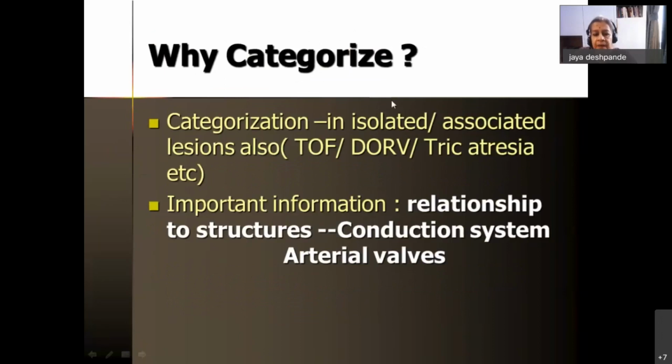So, why do we need to categorize these different types of VSD? In isolated defects, or even when it is associated with lesions like TOF, where it is an inherent part of the disorder, DORV also it is inherent, tricuspid atresia, etc., the most important part is because of its relation to important structures, the conduction system and the arterial valves.